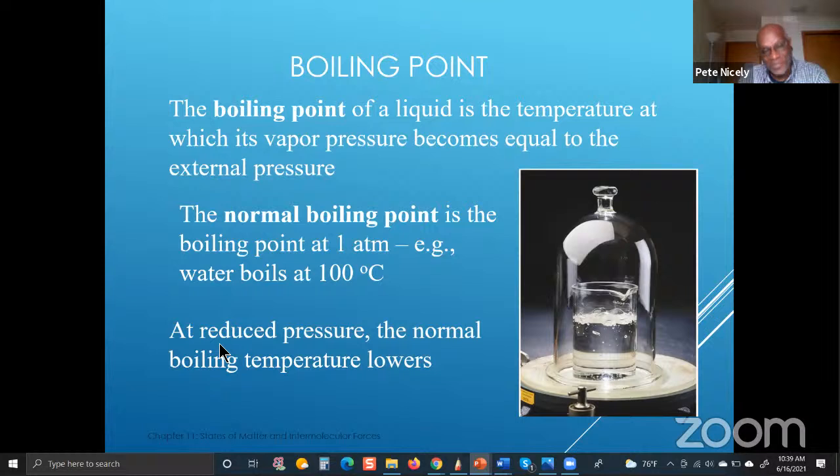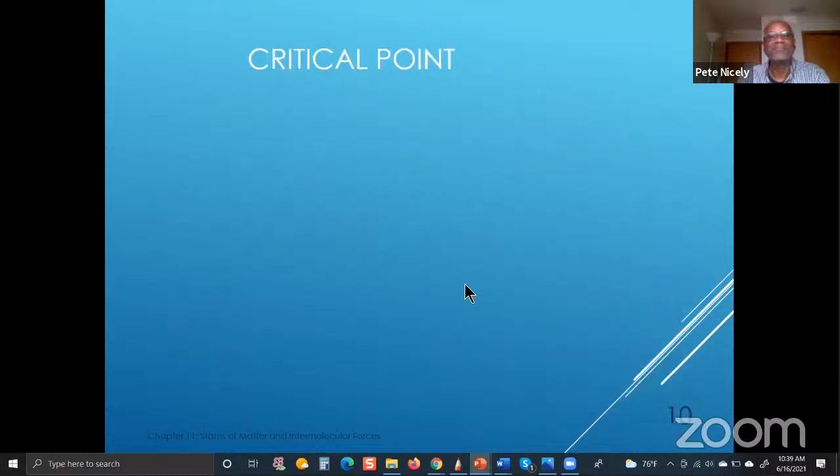So when the external pressure is 1 atm, 1 atmosphere, the boiling point is 100 degrees Celsius. Now, if you reduce the pressure, then there will be a corresponding reduction in the boiling point of the liquid. So if you take water and reduce the external pressure, putting it in an environment where the pressure is less than 1 atmosphere, then the boiling point of the water under those conditions would be less than 100 degrees Celsius.